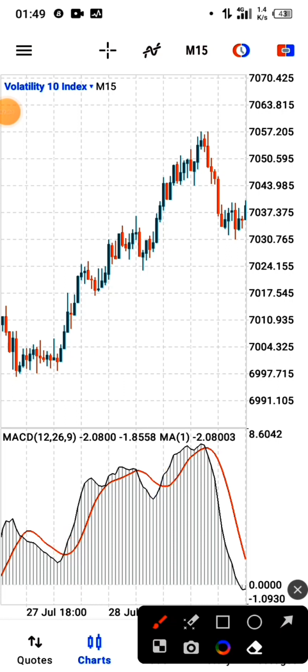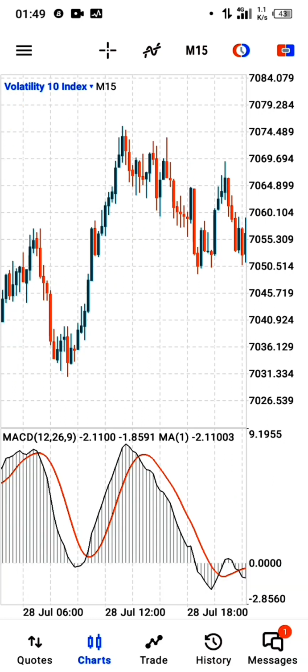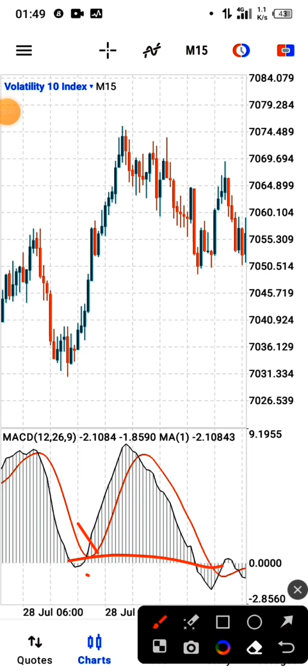So right over here, we enter over here, right? We also enter over here. Right over here again, we also have an entry, because the MACD is still above the level 0, right? So that's about somewhere over here.